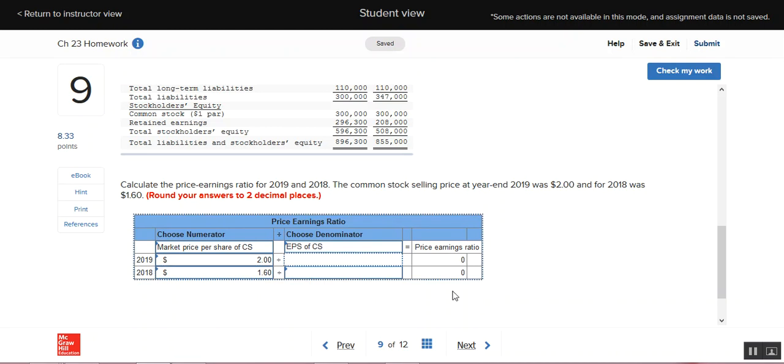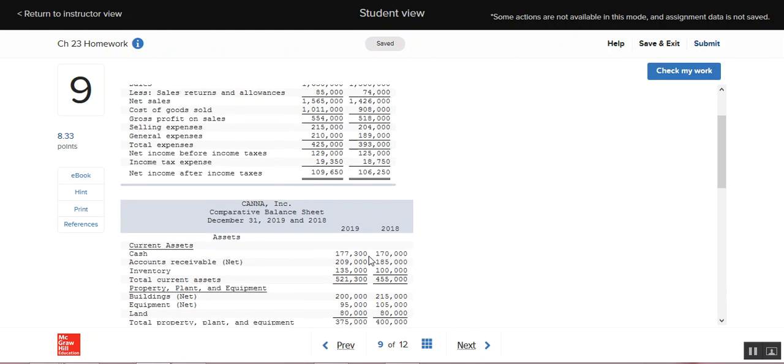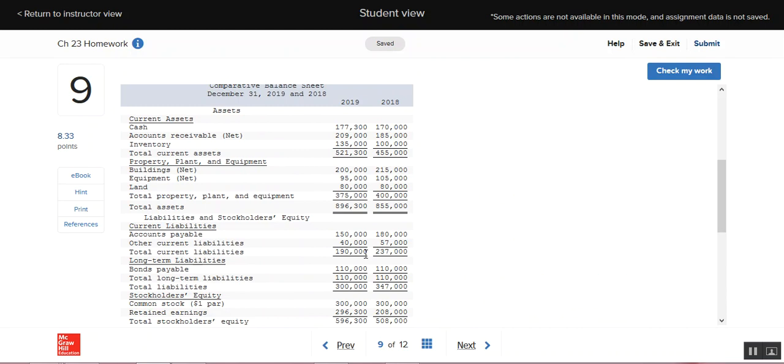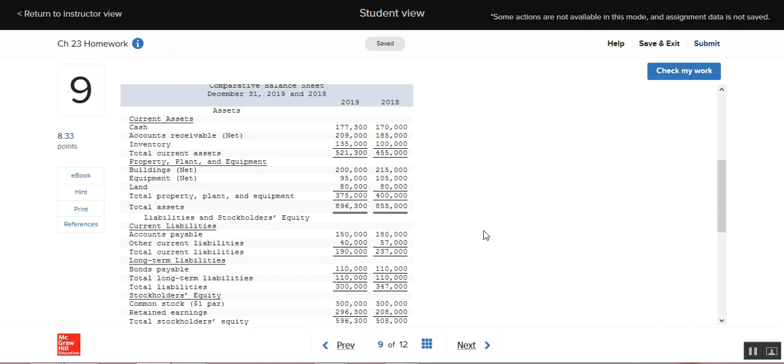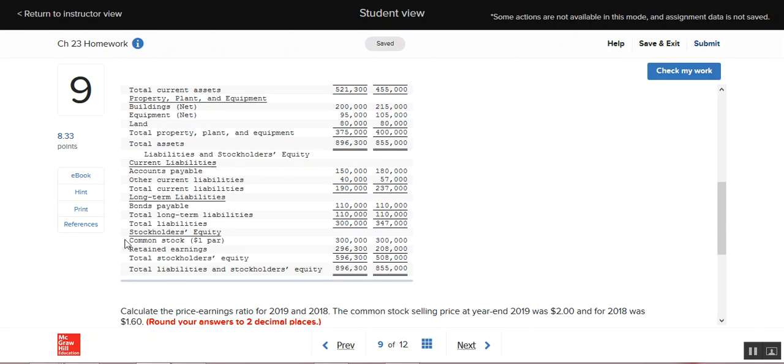Our earnings per share, you actually have to calculate before you can do the price earnings. So earnings per share would be the earnings, which is here in your comparative income statement, divided by the number of shares of stock that you have outstanding. To figure out how many shares you have outstanding, they don't actually tell you that, but they give you common stock here in the balance sheet, common stock dollar values, and it tells us that those common stock are worth $1 par.